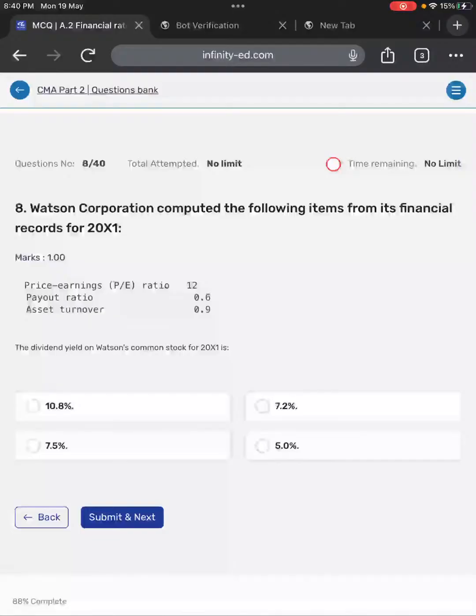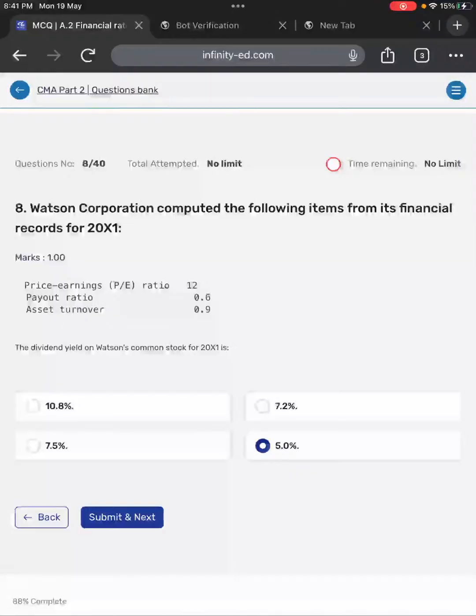Payout ratio divided by PE ratio equal to dividend yield, okay. Payout ratio how much? Payout ratio is 0.6 divided by PE ratio how much? 12 comes to 5%. This is the dividend yield, okay.